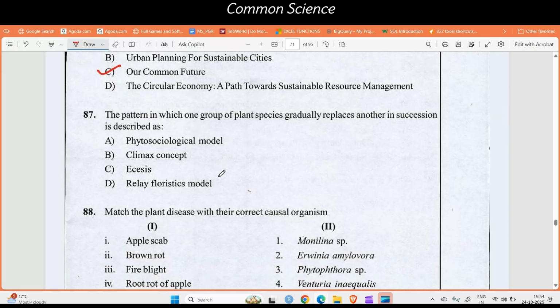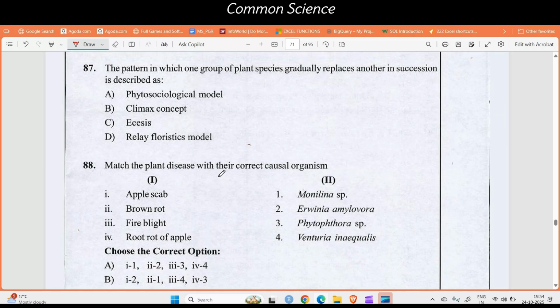Question number 87. The pattern in which one group of plant species gradually replaces another in succession is described as the relay floristic model. Some people may get confused with ecesis, but it's not a pattern actually. Ecesis is simply the establishment of a particular species, a particular community.